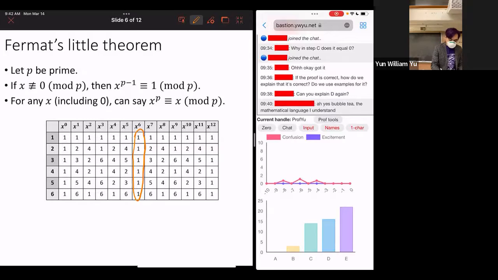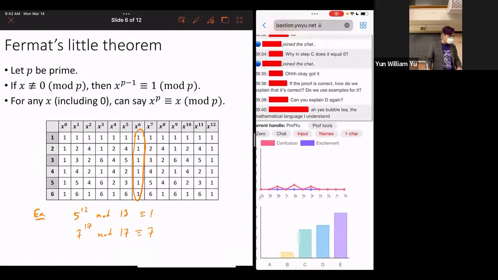So for example, 5 to the 12 mod 13, since 13 is prime, is equivalent to 1. 7 to the 17 mod 17 is equivalent to 7. OK, so you can immediately use Fermat's little theorem to get the answer to some power. And this is true.